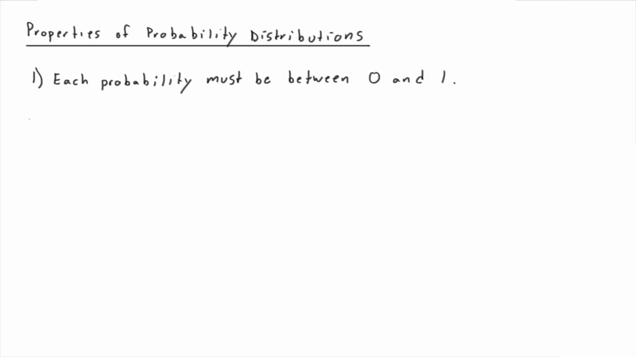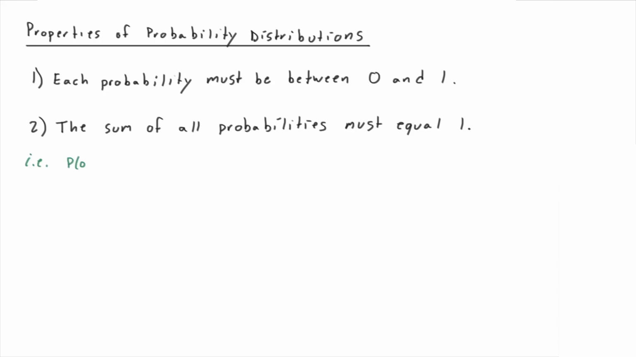And 2, frequency of an event can't ever exceed the total frequency. You couldn't have more students earn a 3 than even took the test in the first place. So they must be at least 0 and at most 1. The second criteria is that the sum of all the probabilities have to add up to 1.